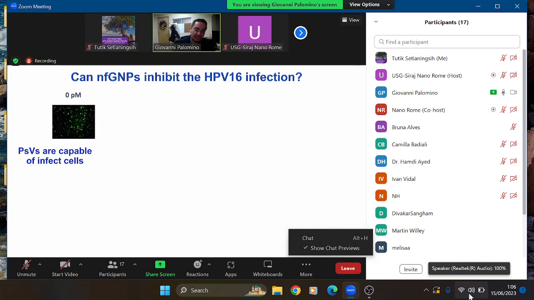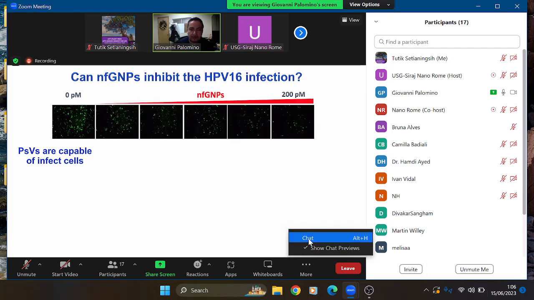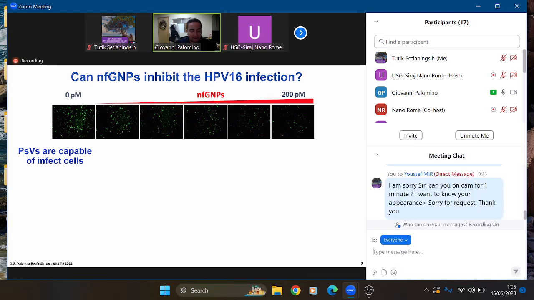So we put together pseudovirus and increasing concentrations of gold nanoparticles for 20 minutes, and the mix was added to the cells for 20 minutes. After that time, the mixture was removed. 72 hours post-infection, these are the results. As you can see in every image, with increasing concentration of gold nanoparticles, the number of fluorescent cells decreases in a dose-dependent manner.